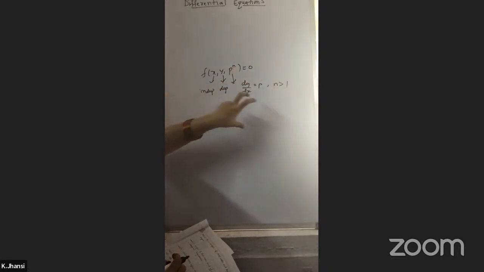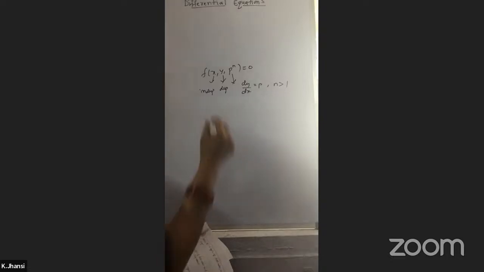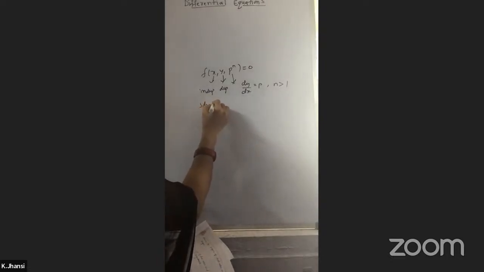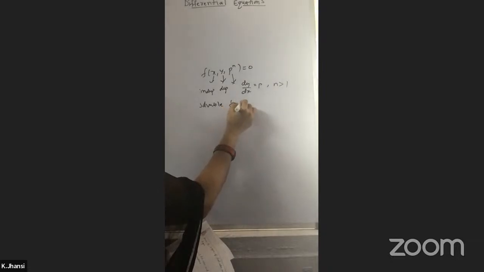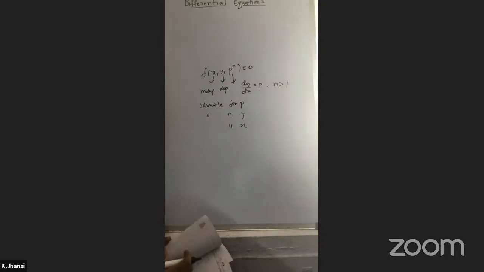Whatever differential equation you get in such a form is called a differential equation of first order and degree higher than 1. In this, 3 different methods are there: the first one is solvable for p, the next is solvable for y, and the third is solvable for x. For these 3 different topics, you have different methods to solve such problems.